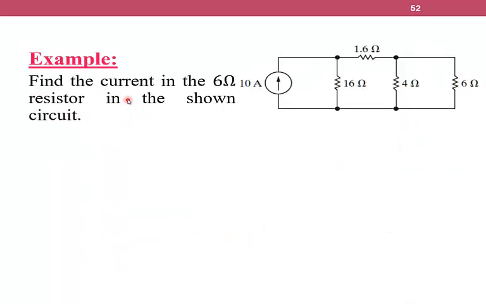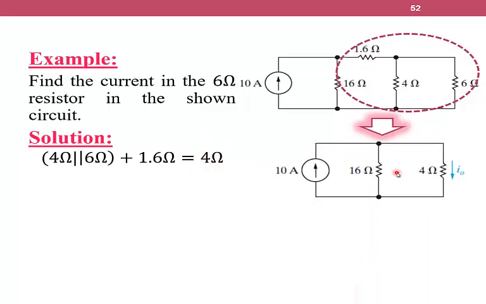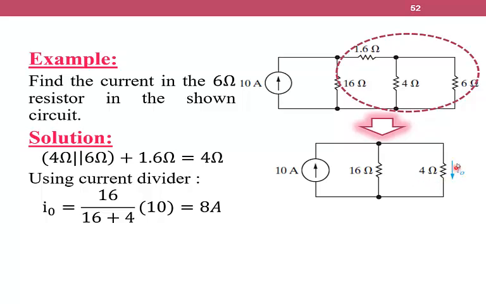Another example: find the current in the 6 ohm resistor in the shown circuit. Solution: here, we have 4 and 6 connected in parallel, and they are connected in series with 1.6 ohm. So the equivalent equals 4 ohm. We end up with this circuit using the current divider. IO, which is here, is equal to 10 multiplied by 16 over 16 plus 4, which is equal to 8 ampere.